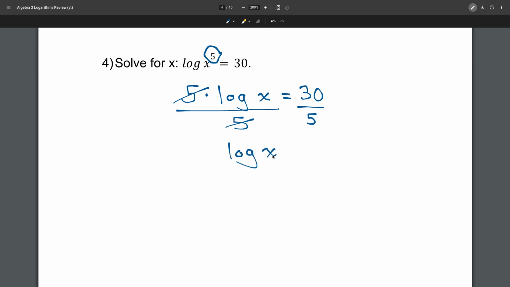of x equals 6. Now, if you remember from problem 2, what's the base of a log when no base is written? It's 10. So for the exponential form of this problem, we can write it as 10 to the 6th power equals x. So what is 10 to the 6th power? Well, that's a 1 with 6 zeros after it, so it's 1 million.